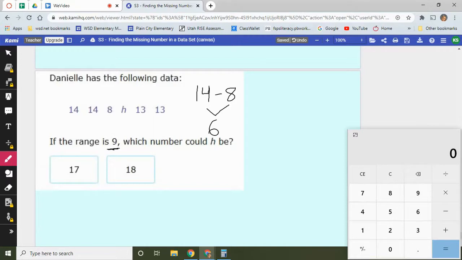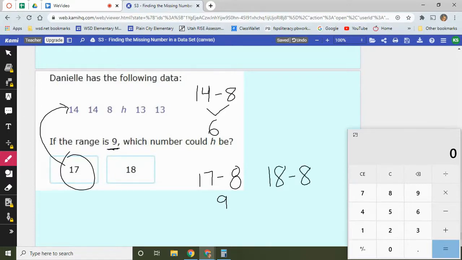So if I put in a 17 for my missing number, 17 minus the low number of 8, well, 17 minus 8 is 9. Perfect. So I'm thinking of 17 now, but I always want to double check. If I put an 18 in there, 18 is now my highest number. Subtract my lowest number, which is 8, gives me a range of 10. Nope, 18 is not going to work.